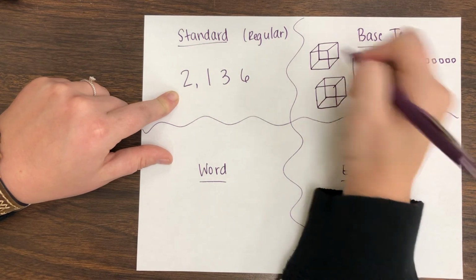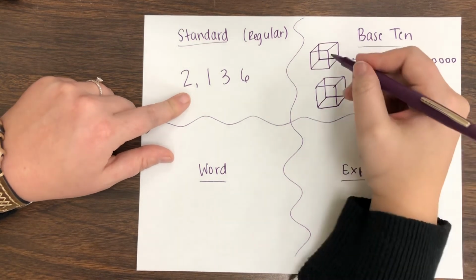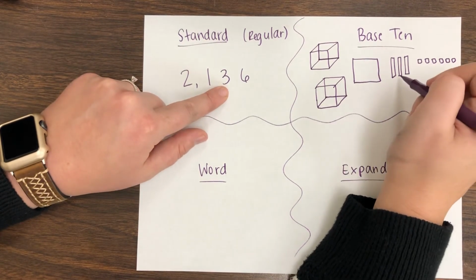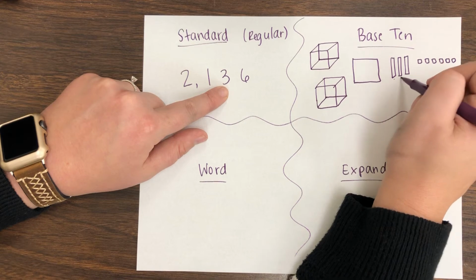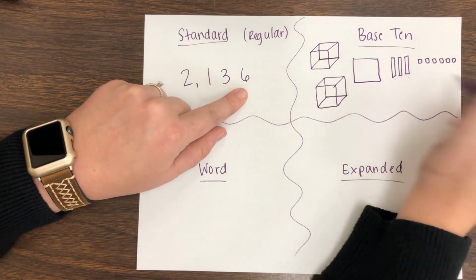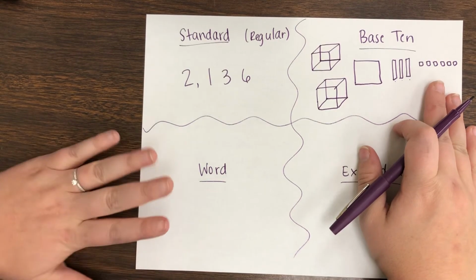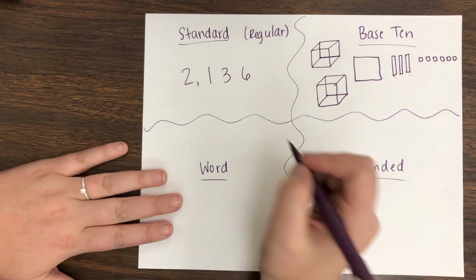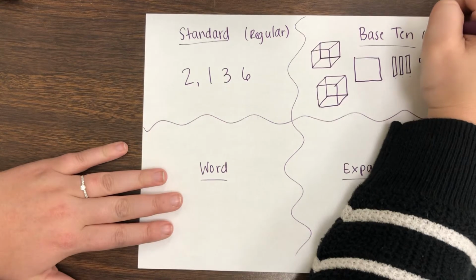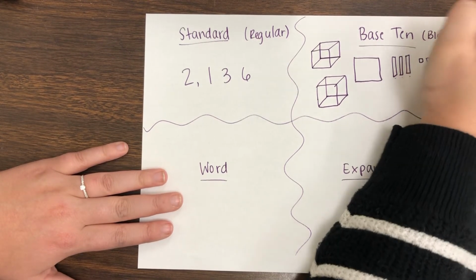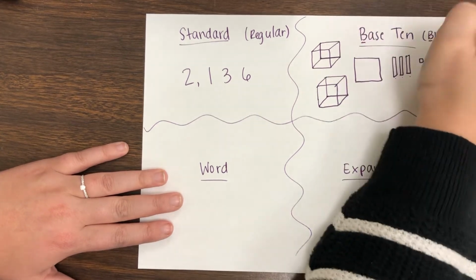We have 2 thousands blocks, so 2,000, 1 hundreds block, 3 tens blocks because this is representing 30, 10, 20, 30, and 6 ones blocks. And so this is how you would draw it in base 10 blocks. Next, we have our word form, and word form is, I forgot to write blocks up here. So base 10 blocks, and it's really easy to remember because they're the only ones that start with a B. Base 10 and blocks, okay?